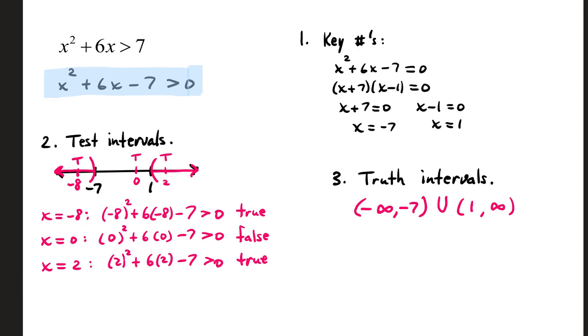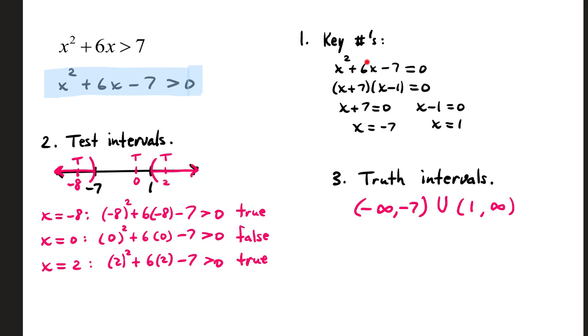X squared plus 6x greater than 7. I'm going to subtract 7 from both sides, get everything on one side. Our statement is greater than 0. X squared plus 6x minus 7, let's get those key numbers. The key numbers are when your problem is exactly 0. This is how you find the cutoff numbers.